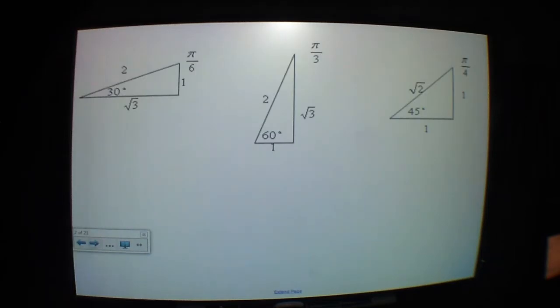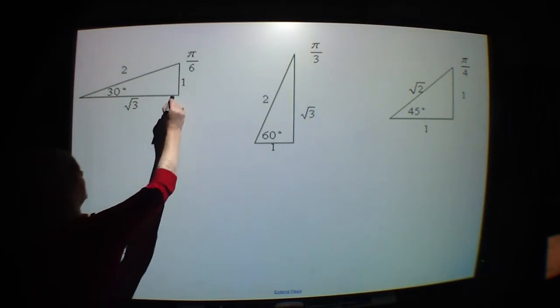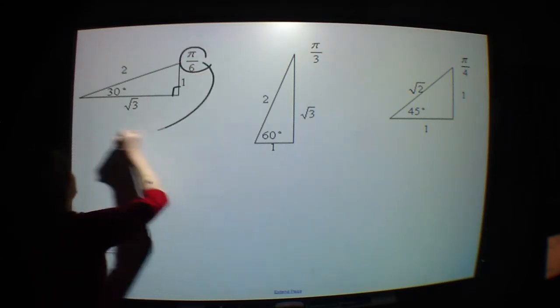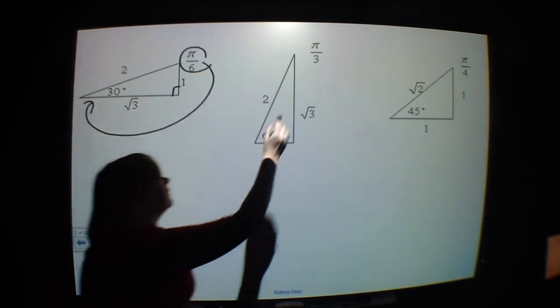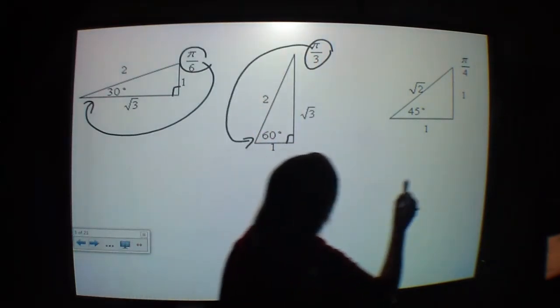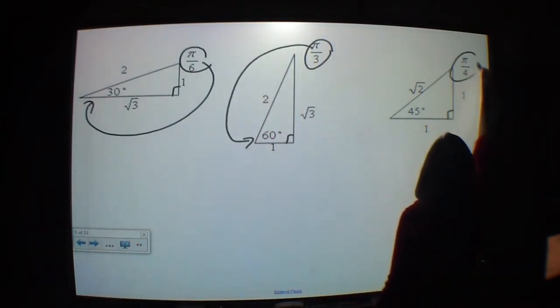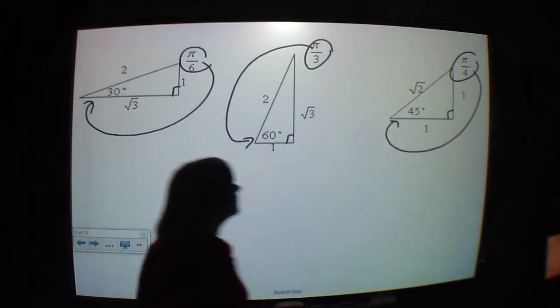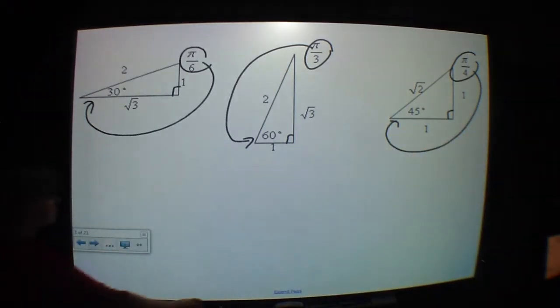You also need to know your special triangles. These are right triangles. The pi over 6, I'm talking about that angle. This pi over 3, I'm talking about that angle. That's a right angle. And the pi over 4, I'm talking about that angle. Okay? So make sure you know the angle is in degrees and radians. So you need to know these special triangles too.